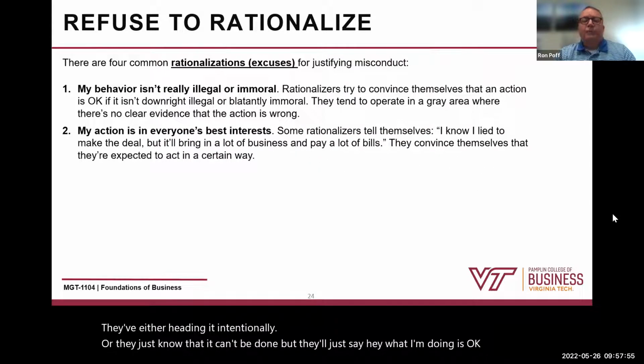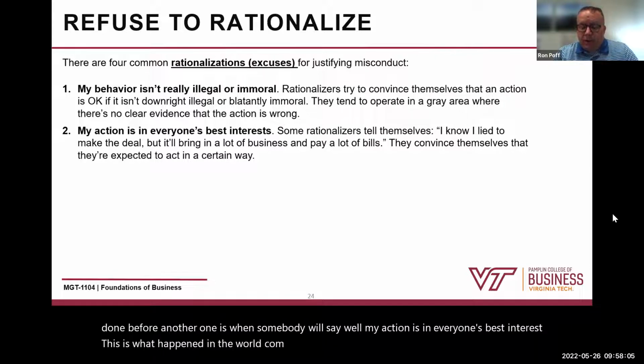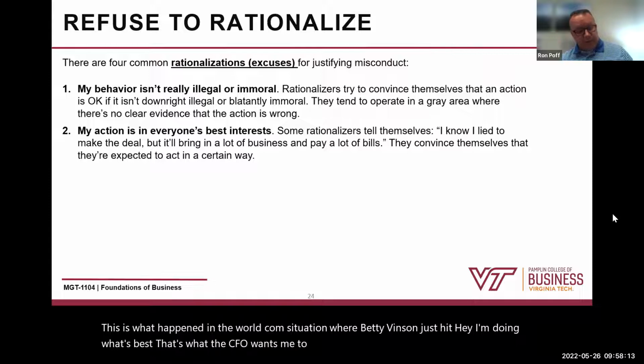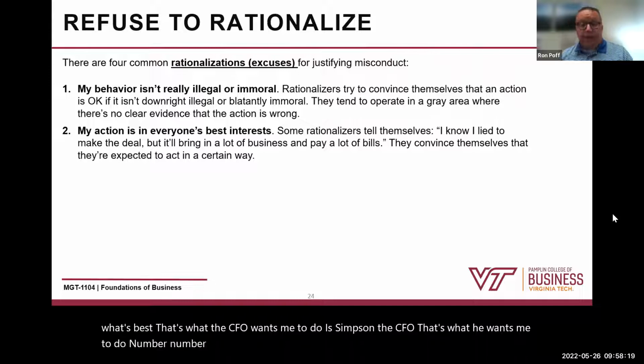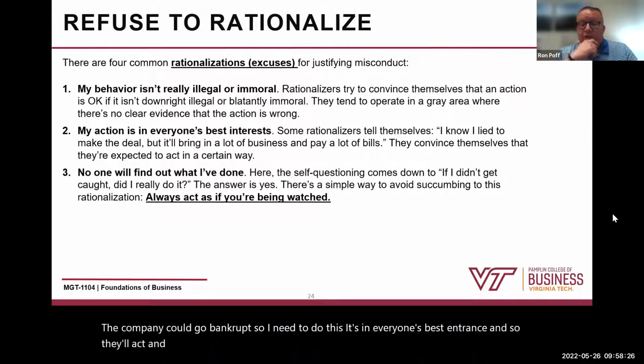But they'll just say, hey, what I'm doing is okay. It's been done before. Another one is when somebody will say, well, my action is in everyone's best interest. This is what happened in the Worldcom situation, where Betty Vinson just said, hey, I'm doing what's best. That's what the CFO wants me to do. Simpson, the CFO, that's what he wants me to do. Number two, the company could go bankrupt. So I need to do this. It's in everyone's best interest. And so they'll act in a certain way. No one will find out. No one will find out what I've done. They'll start to rationalize that way.